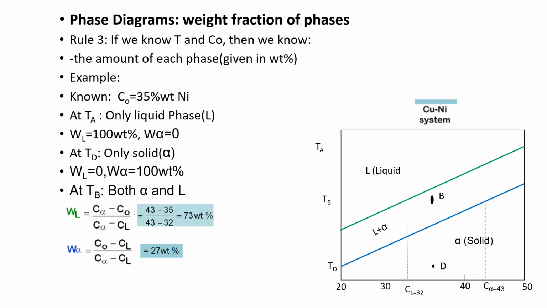Phase diagrams: weight fraction of phases. Rule 3: if we know the temperature and composition, then we know the amount of each phase given in weight percent. The example is also given for point B.